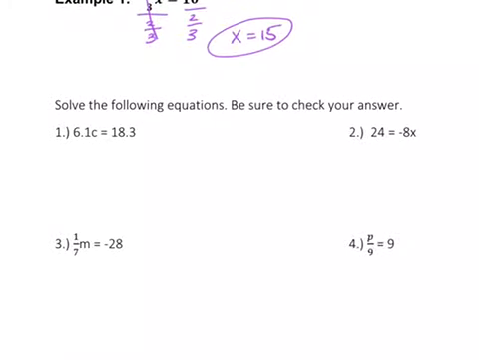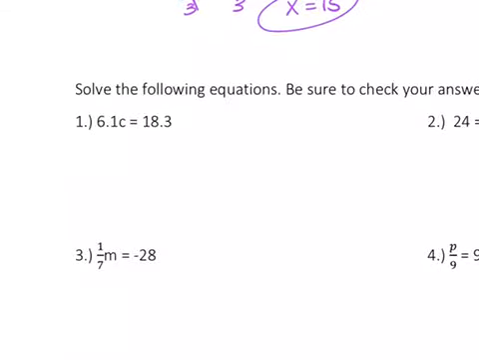Alright, so let's go through these. To solve the following equations, be sure to check your answer. Won't worry too much about checking, just kind of mentally check for now. So number 1 is 6.1 times c is equal to 18.3. So we divide both sides by 6.1. That cancels out. I have c is equal to 3.